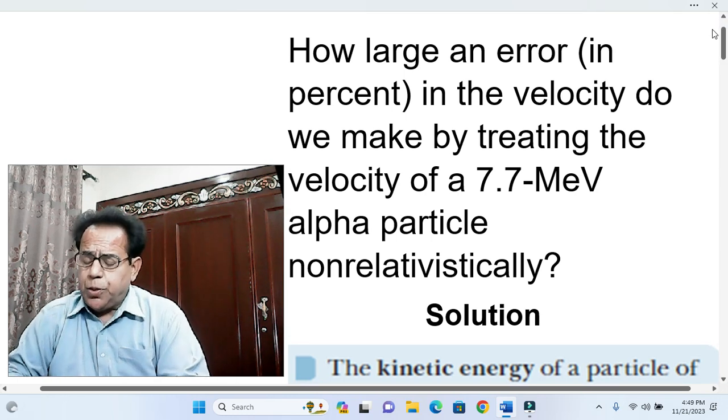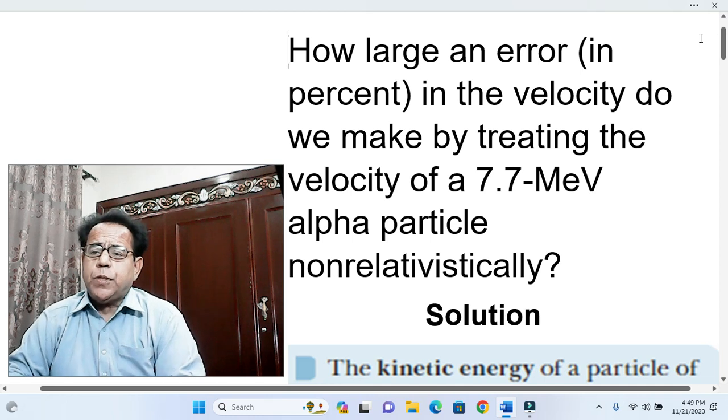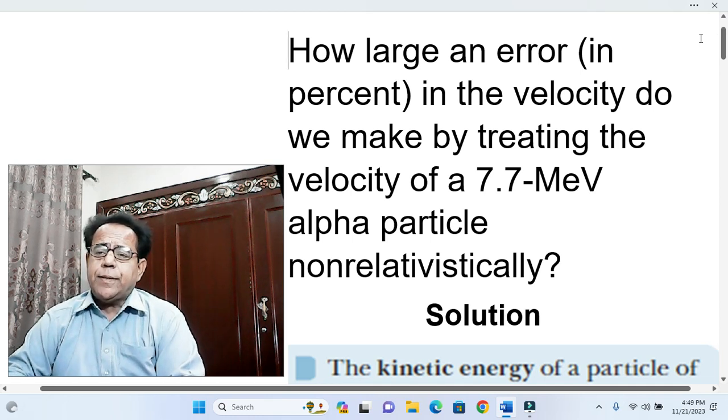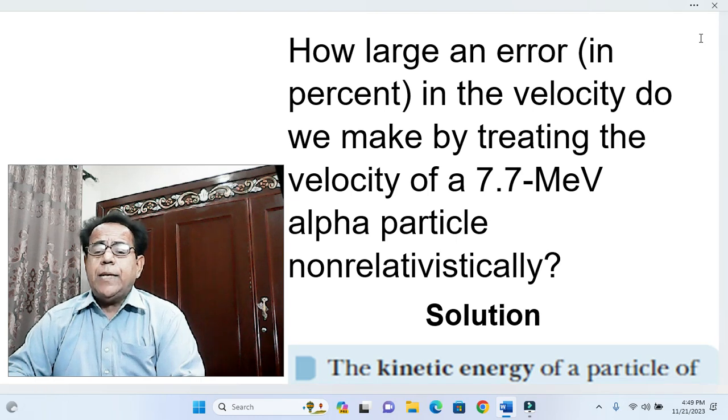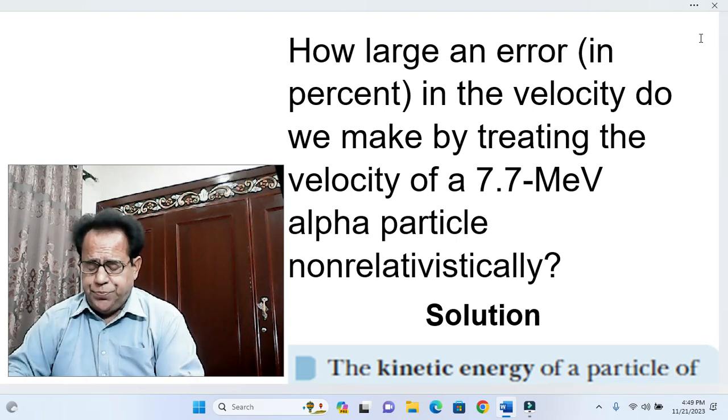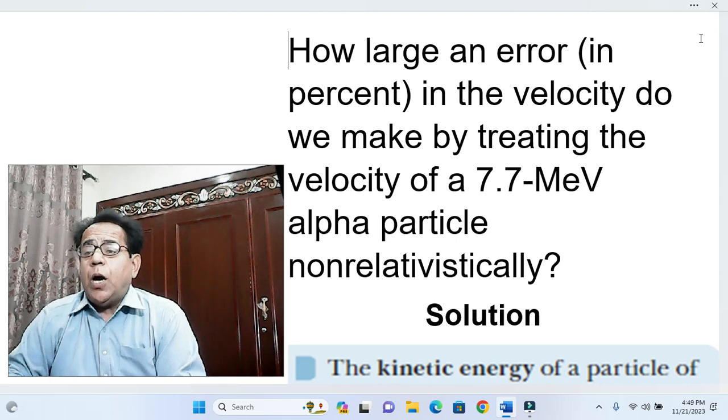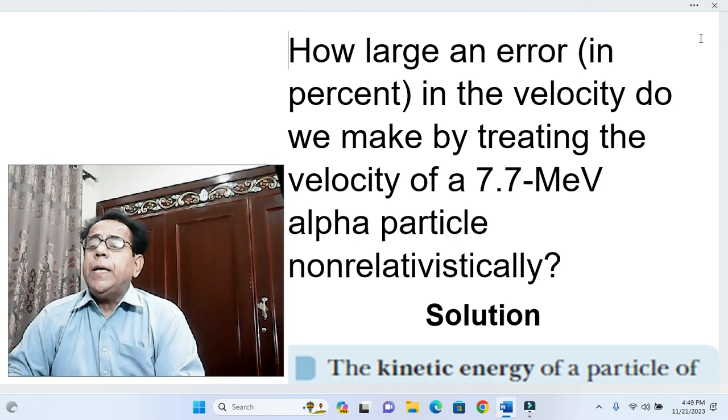This is our next problem, having been chosen from the book Modern Physics by Stephen T. Thornton. As usual, we first come to its statement. How large an error in percent in the velocity do we make by treating the velocity of a 7.7 million electron volt alpha particle non-relativistically?